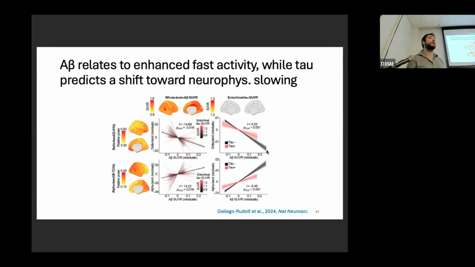For the longitudinal PET and longitudinal MEG data that we have available, we know that some participants have now progressed to MCI and some of them even to dementia. So it's going to be very interesting to look at the longitudinal MEG data to see if we're seeing this change over time while we're measuring the same participants across time.